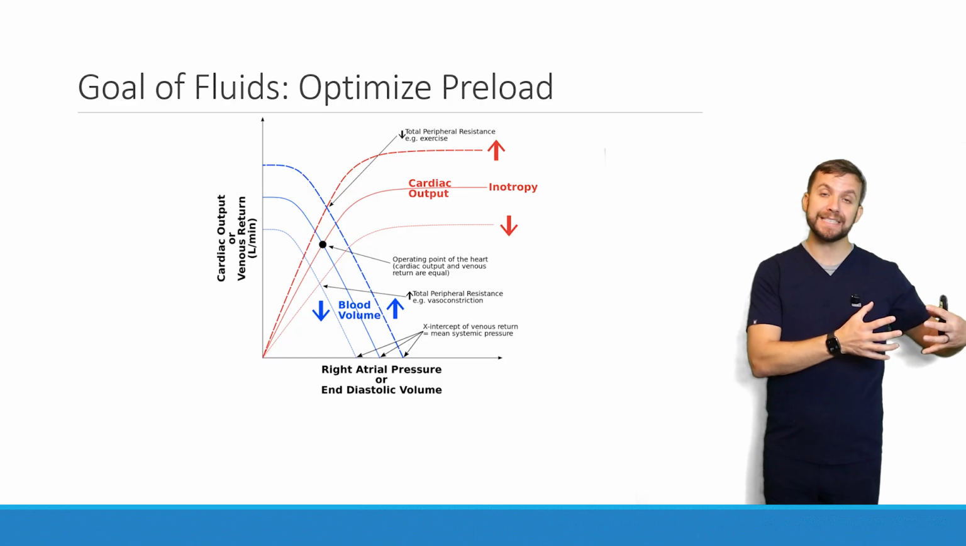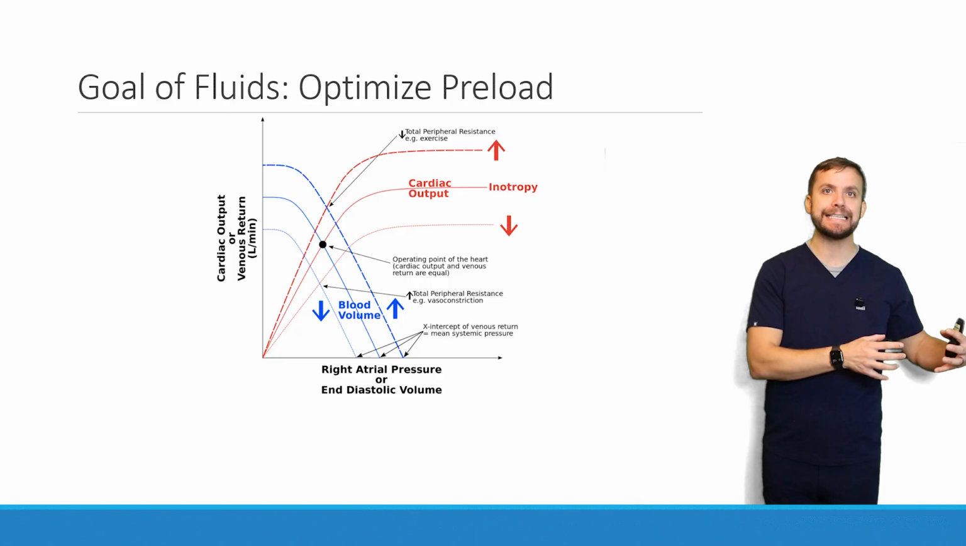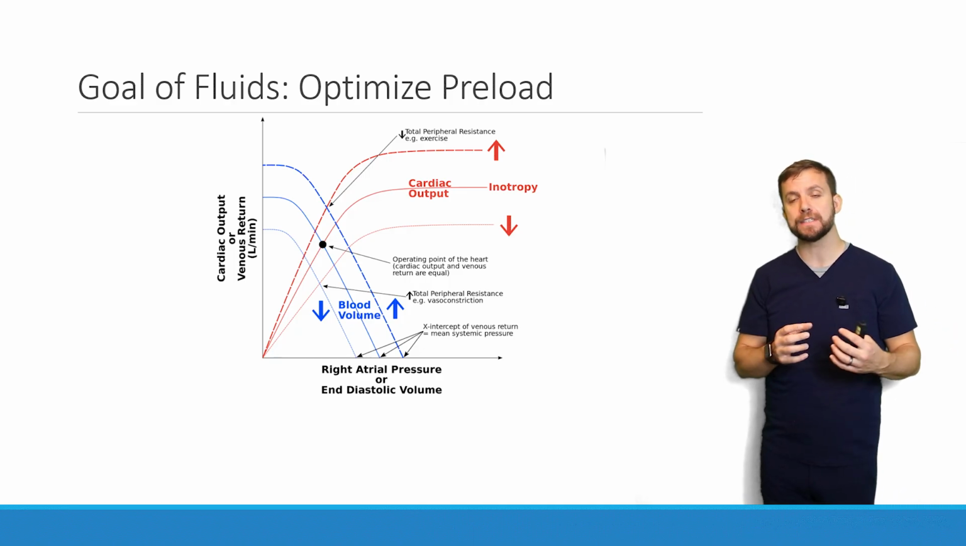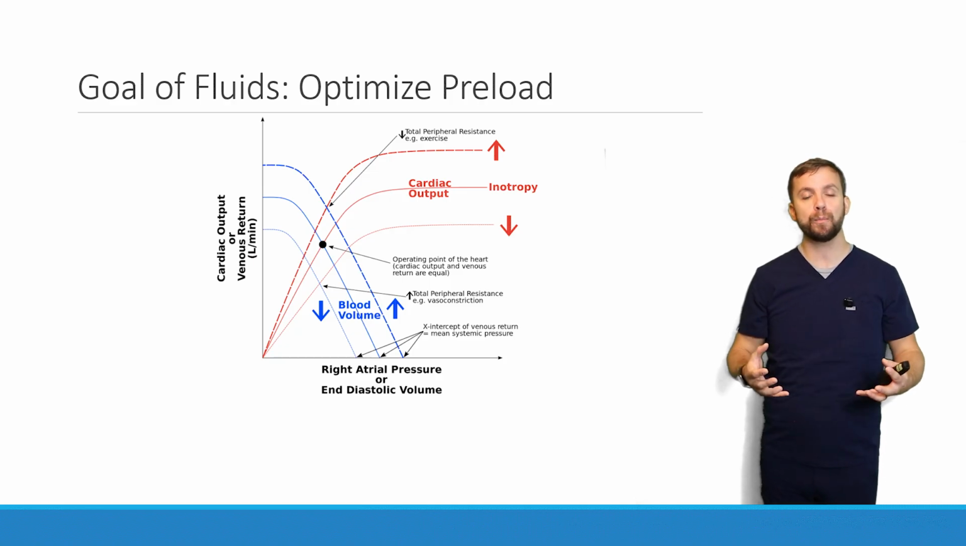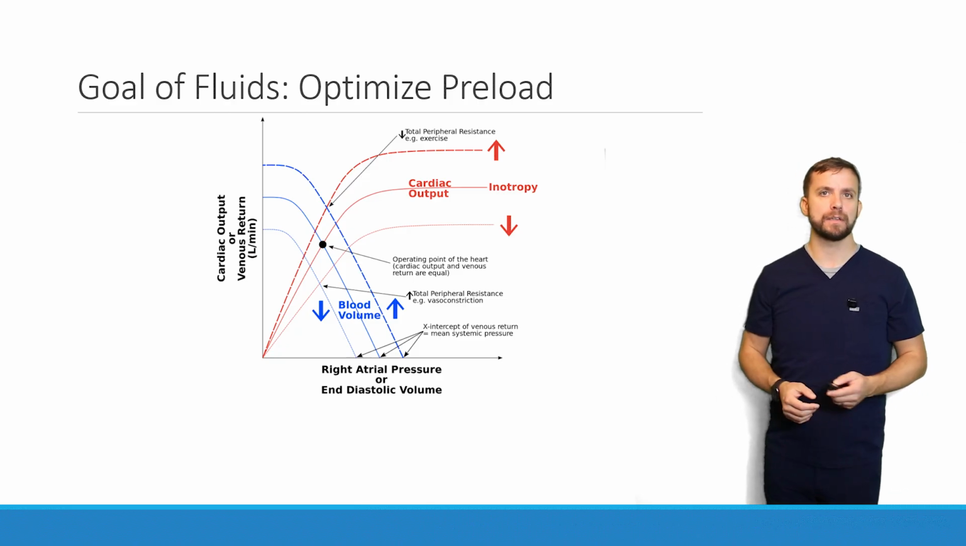So whenever you're giving resuscitative fluids, you have to say, I think that I am on the ascending limb of the Starling curve. I think that if I give more fluids, I will improve venous return, which will improve the stretch, which will improve the stroke volume, improving cardiac output and oxygen delivery.